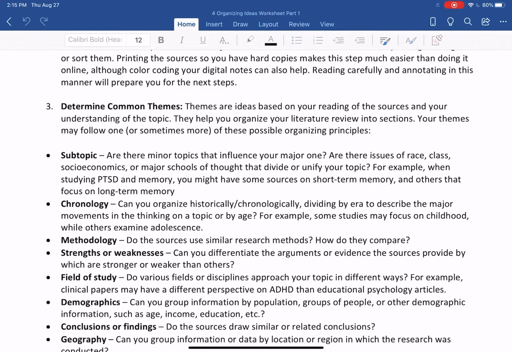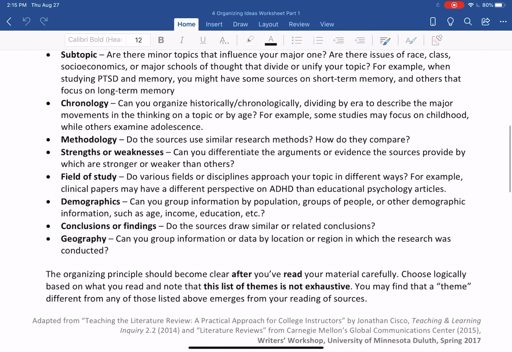In psychology papers, often age is a big one, right? So if you're talking about the influence of ADHD, you might find some articles that talk about childhood, some that talk about adolescence, and some that talk about adulthood, and you might think about organizing your paper by age. Methodology: do some papers use different methods than others, and how do they compare? You might also be thinking about certain strengths or weaknesses in your paper.